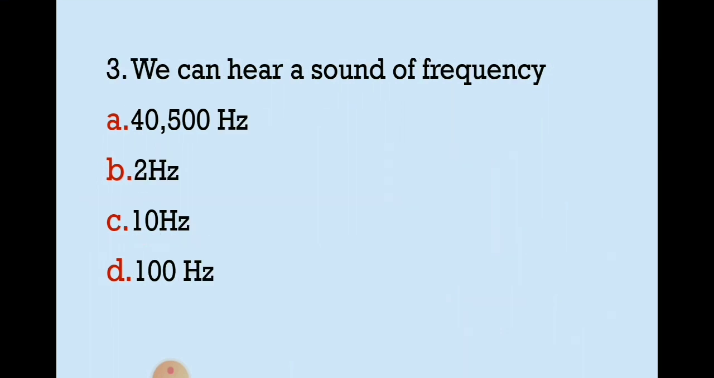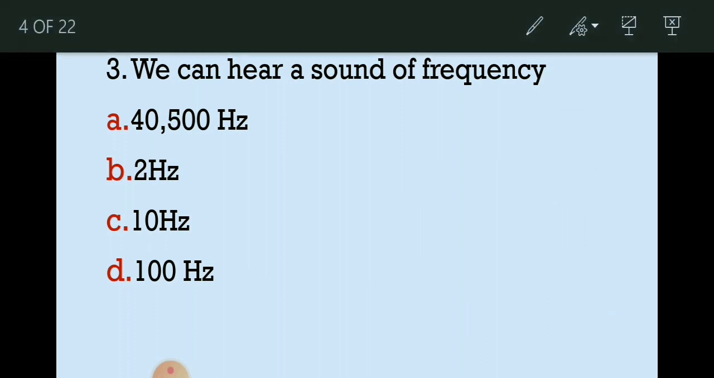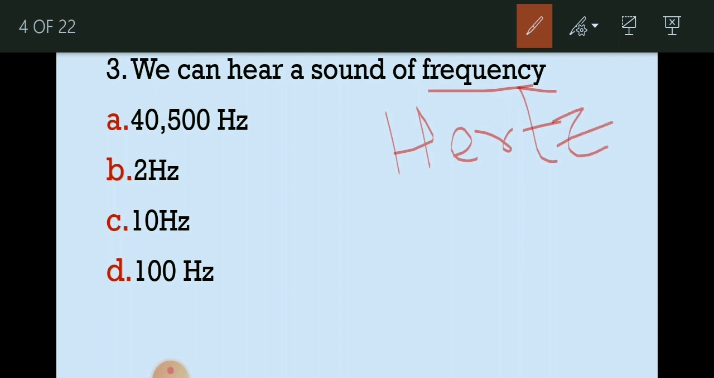Now let's move on to the next question, question number 3. We can hear a sound of frequency. Four options are given: A 40,500 Hz, B 2 Hz, C 10 Hz and D 100 Hz. Before explaining this one, I want to tell you what frequency is. Frequency means the number of vibrations produced in 1 second. That is known as frequency. So what is the unit of frequency? The unit of frequency is Hertz, or in short form we can also write Hz.